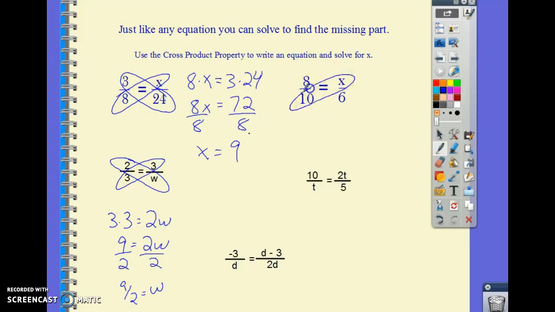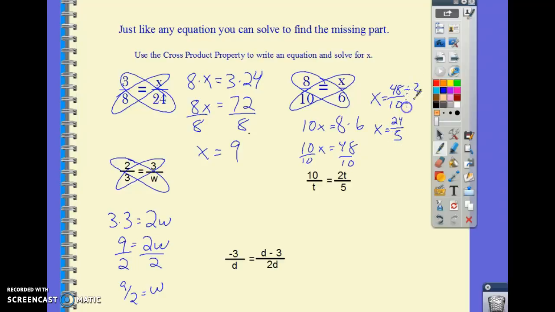Over here, 10x equals 48. Of course, 8 times 6, I'll break it out for you. So 10x equals 48. Divide by 10, divide by 10. In this case, you would do x equals 48 over 10, and you would reduce your fraction. So x equals 24 over 5. I just divided each one by 2. And that one doesn't have any other common factors.